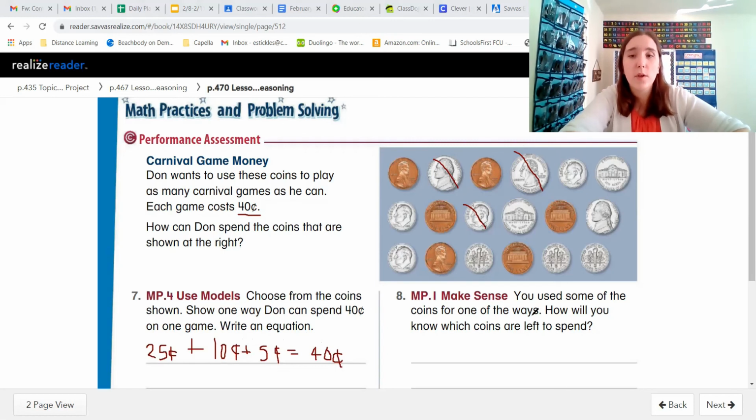You used some of the coins for one of the ways. How will you know which coins are left to spend? And I want you guys to think, this won't take you very long to answer, but how could you keep track of which coins have been spent? Take about 10 seconds, see if you can think about that.